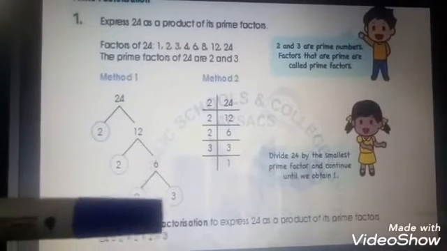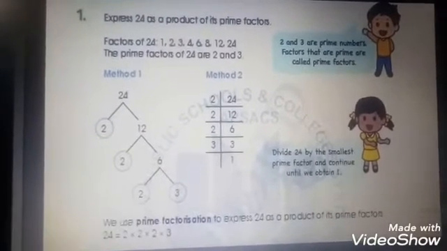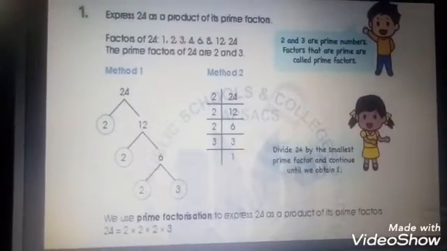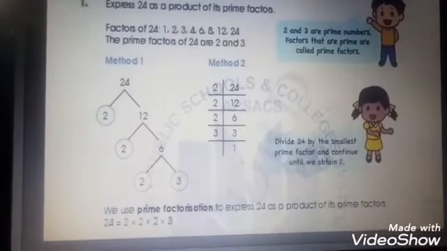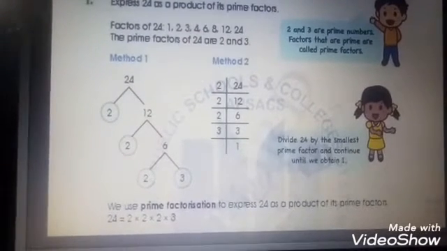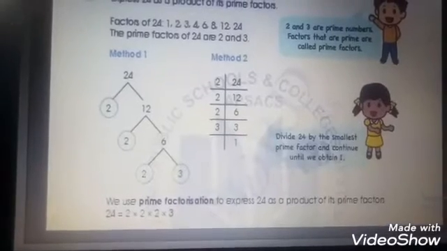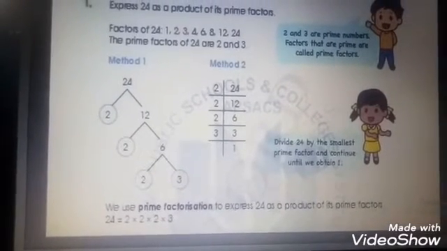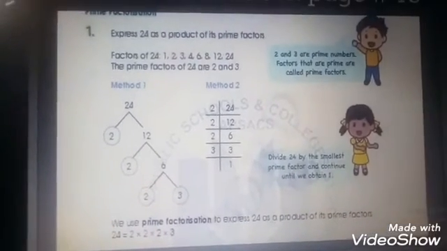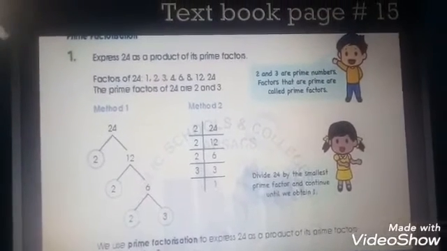So we use prime factorization to express 24 as a product of its prime factors. Product means multiplication of its prime factors. 24 is equal to 2 multiplied by 2 multiplied by 2 and multiplied by 3. Now move to question number 2.